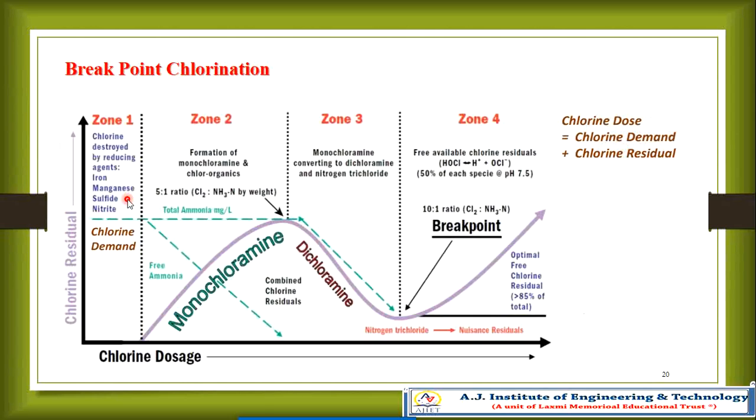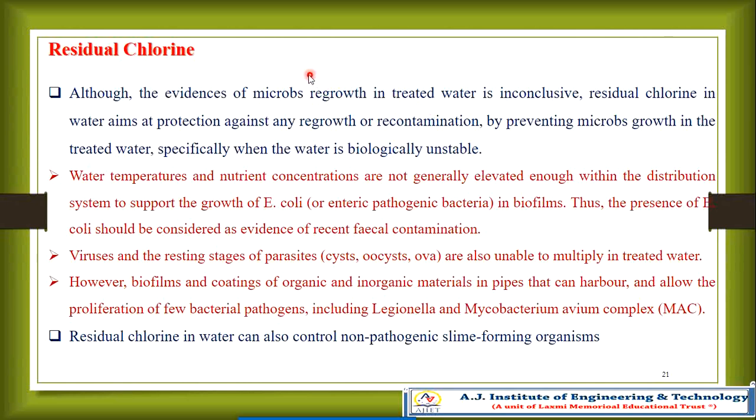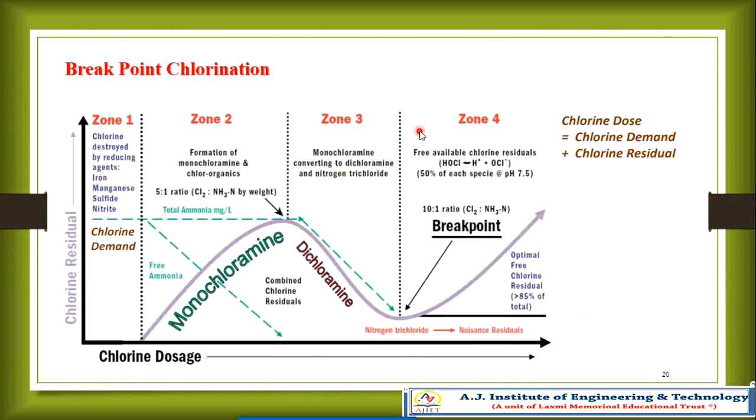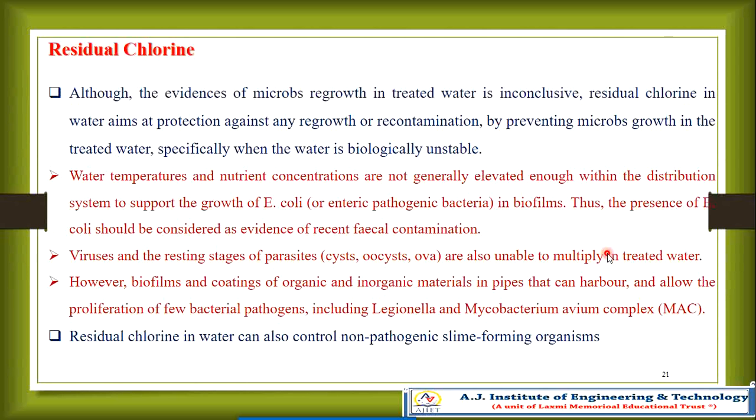We'll now discuss what free available chlorine means. This will be helpful for the next slide. So what is residual chlorine? That is called free available chlorine, what I told, and that is what we require. So now we'll go to residual chlorine. Residual chlorine is nothing but protection against evidence of microbial growth and regrowth in the treated water.